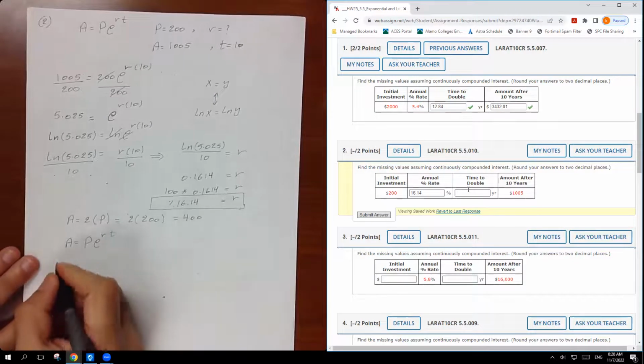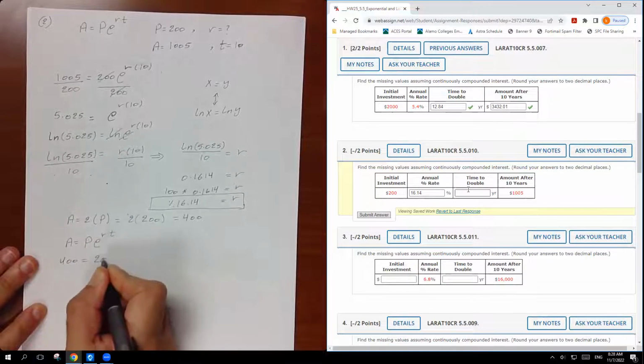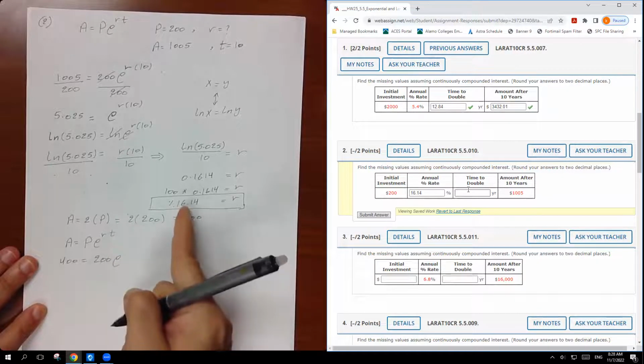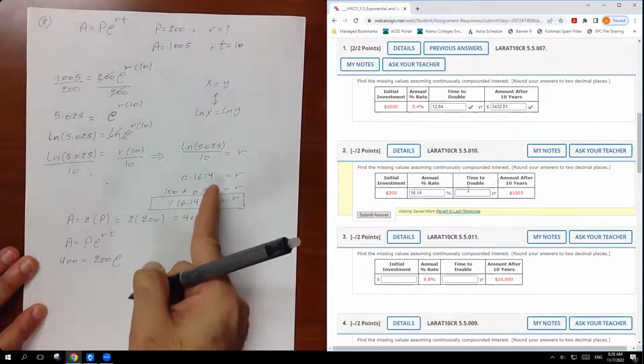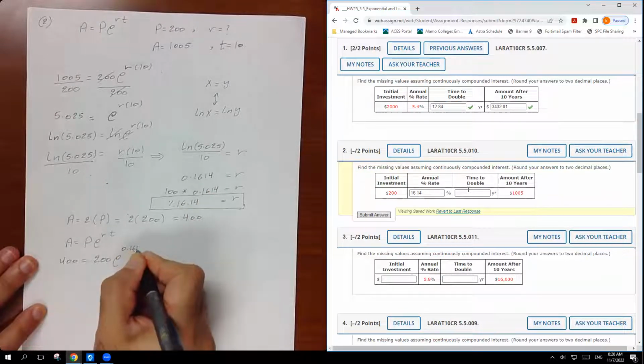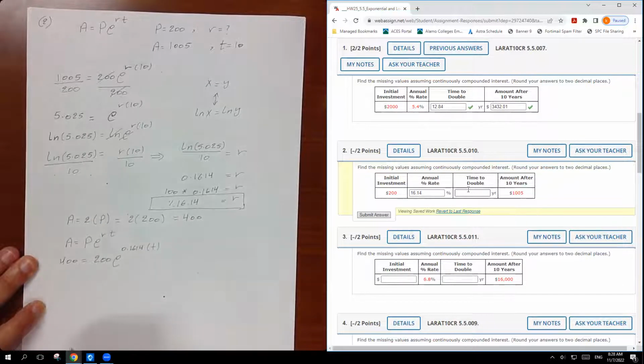So the future is going to be 400 equal 200 e. The rate, you're not going to plug in this one as a rate. You're going to plug in this amount as a rate, which is 0.1614 times the time t. We're going to do exactly the same thing.